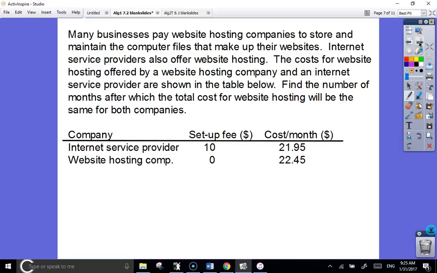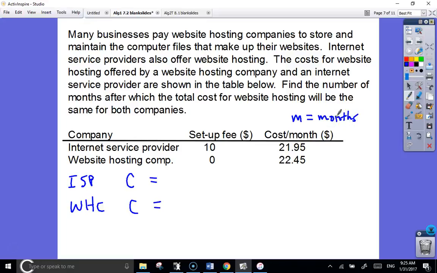Okay, so cost. So we're going to have two equations, right? For the ISP, we're going to have a cost equation. And for the website hosting company, I'll call that WHC, even though that's probably not something that gets abbreviated, there's a cost function. And we'll say that M equals months.